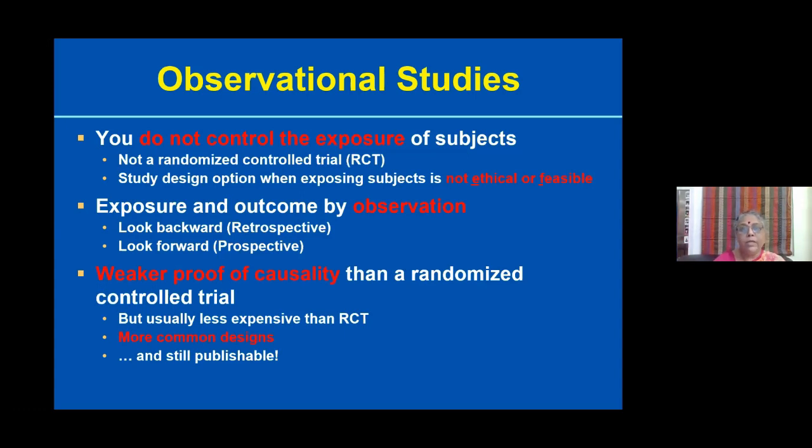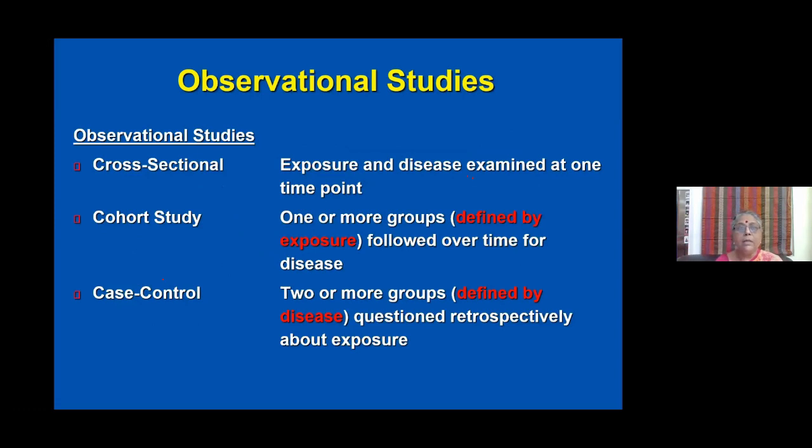So we have three types of observational studies. Cross-sectional studies: the exposure and disease are examined at one point of time. In cohort studies, one or more groups are defined by exposure. I have highlighted this: they are defined by exposure. They are followed over time for the disease to develop or the outcome to happen. In case control studies, we have two or more groups, which I have highlighted, defined by disease, and you go back in time retrospectively and find out about the exposure.